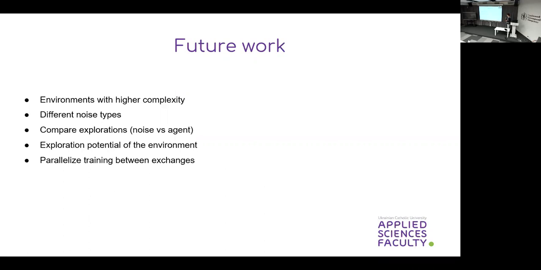And the last one here is we want to parallelize training because this approach has good perspective for parallelizing because of the multiple agents. Why didn't we do it right here? Because the environment was pretty simple and the agents were small, so parallelizing them would not have such benefits.